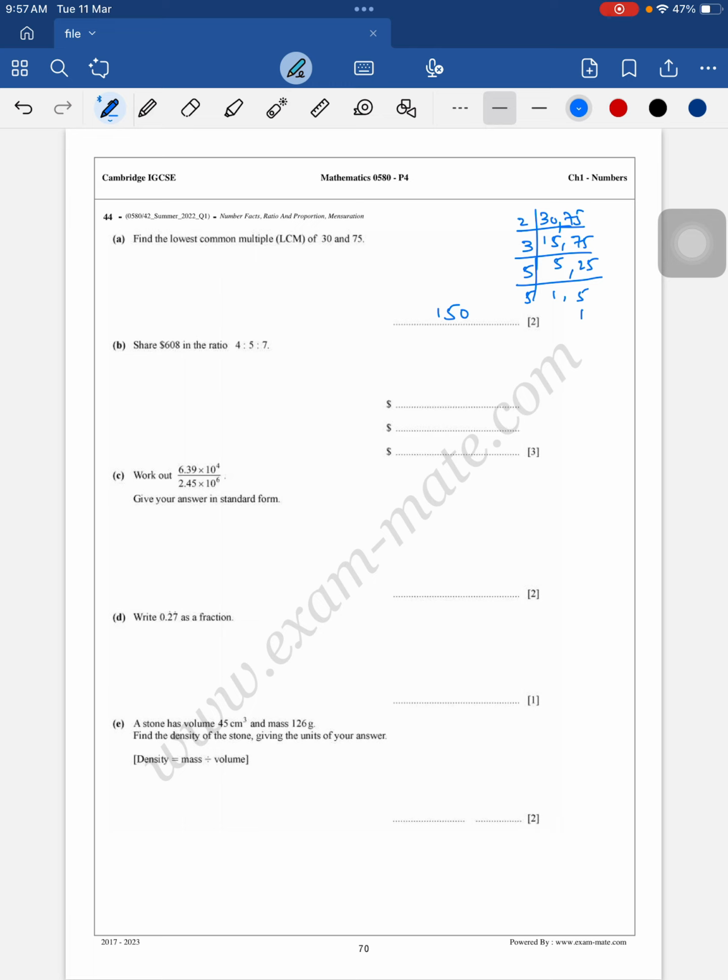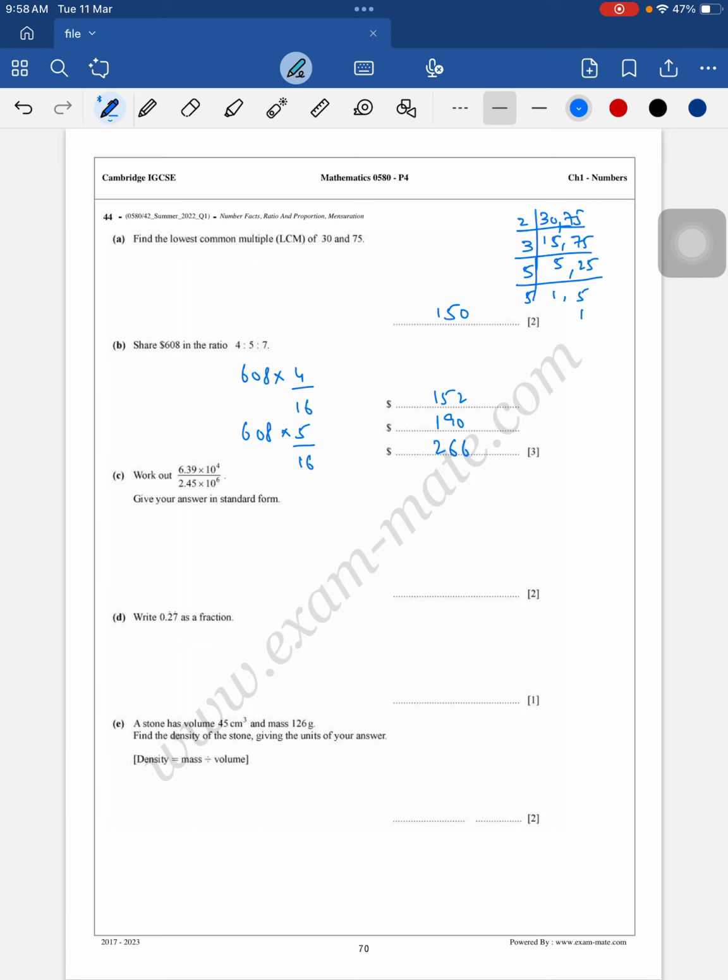Clear? Okay. Share $608 in the ratio 4 : 5 : 7. So for applying the ratio formula, 4 plus 5 is 9, 9 plus 7 is 16, right? So for the ratio 4, 608 into 4 upon 16, that is 152. And for 5, applying the same formula, multiply 608 by 5 upon 16, so we have 190. And for 7 upon 16, just changing the ratio term, 266.